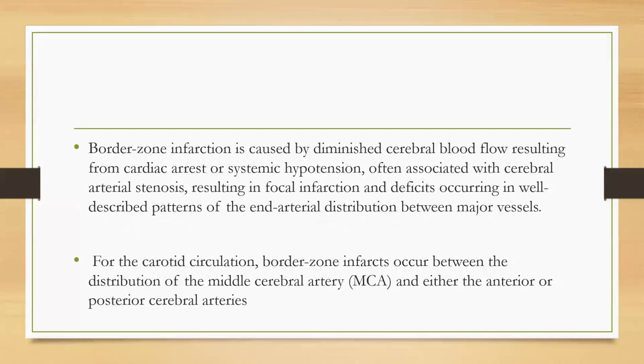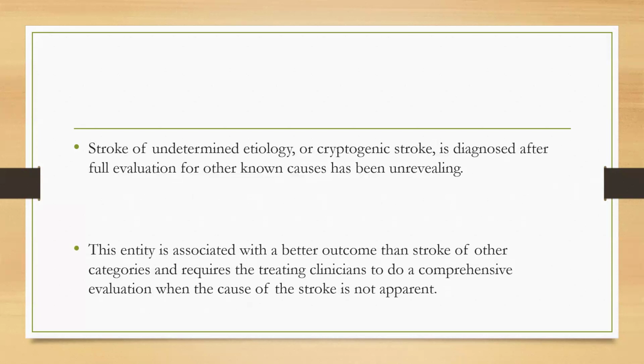The border zone infarction is caused by diminished cerebral blood flow resulting from cardiac arrest or systemic hypotension, and is often associated with cerebral arterial stenosis, resulting in focal infarction and deficit occurring in a well-described pattern of end arterial distribution between major vessels. For the carotid circulation, a border zone infarct occurs between the distribution of the middle cerebral artery and either the anterior or posterior cerebral arteries.